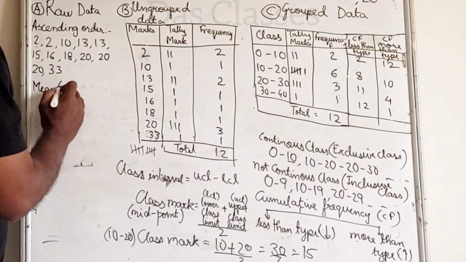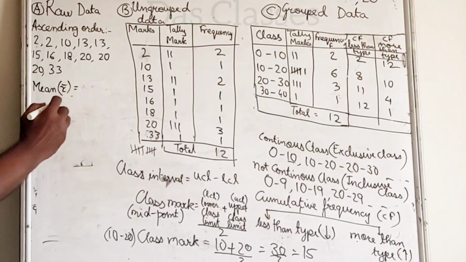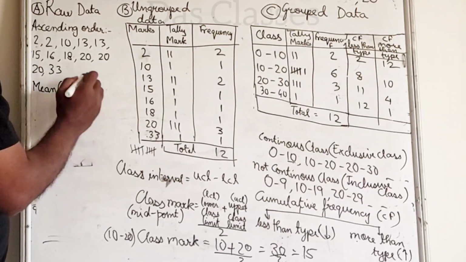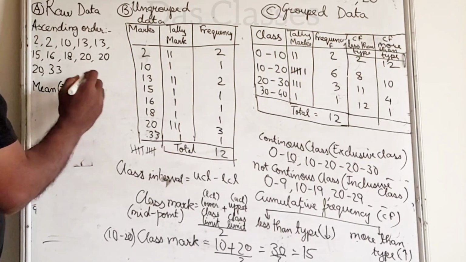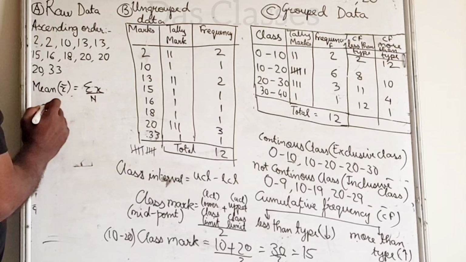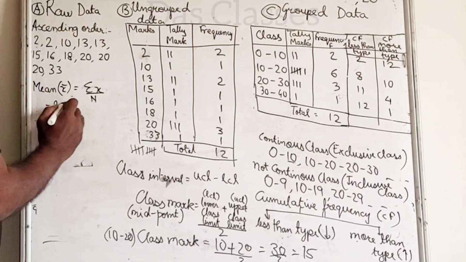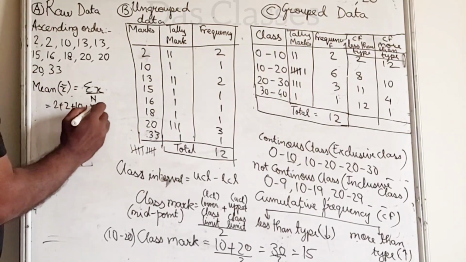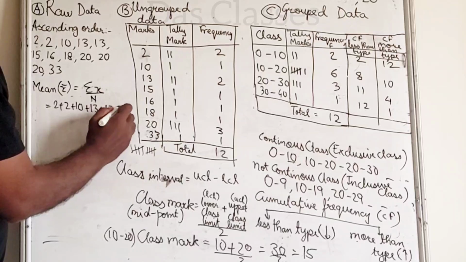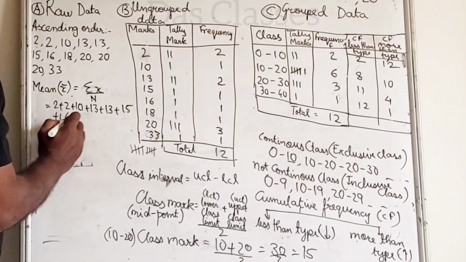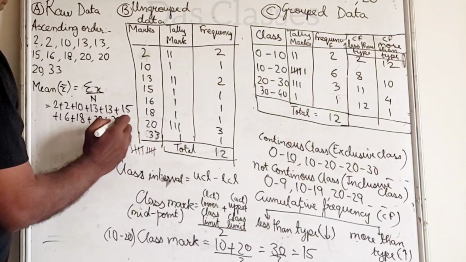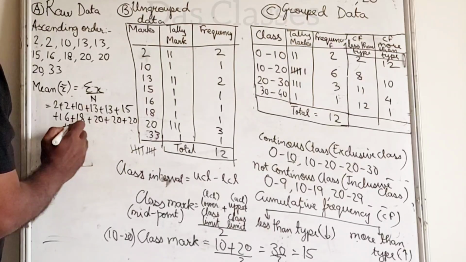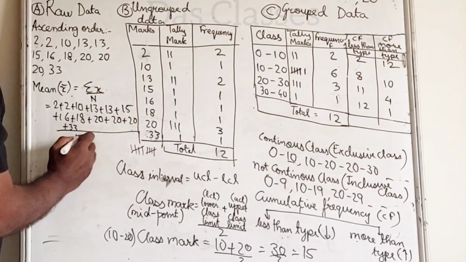Now in raw data, two things that I would like to tell you is how to calculate the mean. A simple question, but it's asked in the exams. What you have to do is sum of x, all these values, upon the number of terms. In this example, add all these values: 2 plus 2 plus 10 plus 13 plus 13 plus 15 plus 16 plus 18 plus 20 plus 20 plus 20 plus 33, upon the number of terms, which are 12.